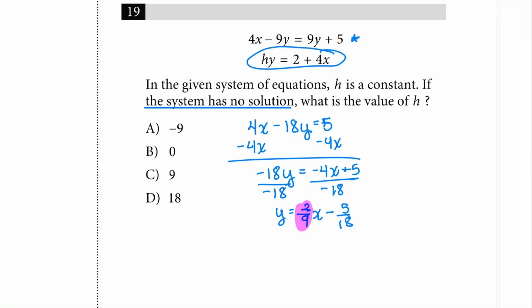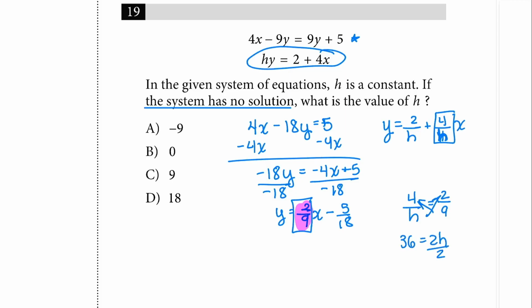We are almost at a y equals mx plus b form. So if we divide everything by h, we're going to get y equals 2 over h plus 4 over h, x. Since we know that 4 over h has to equal 2 over 9, we can set those equal to each other. After cross multiplying, we're going to get 36 equals 2h. Divide everything by 2, and we're going to get h is 18.